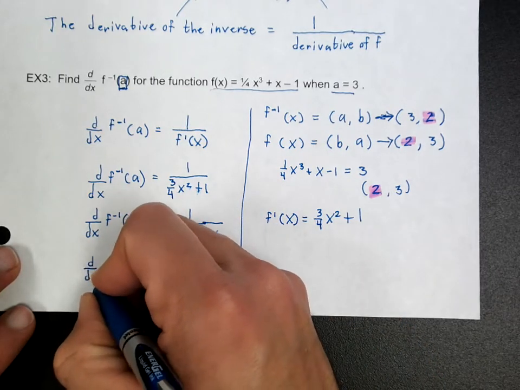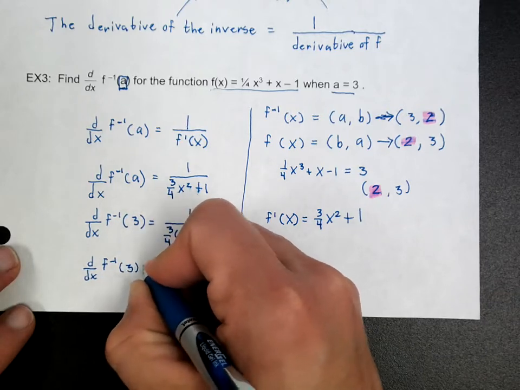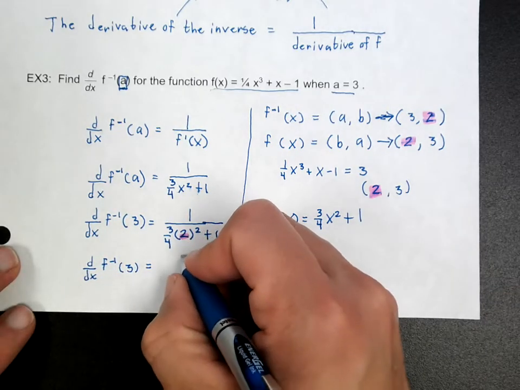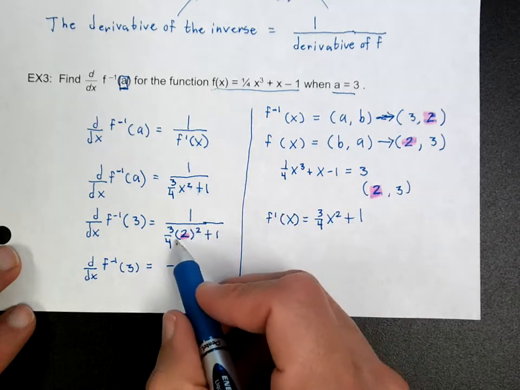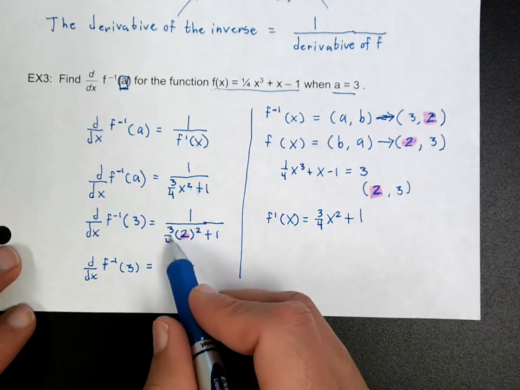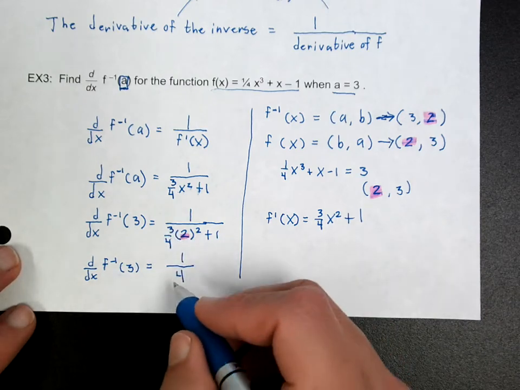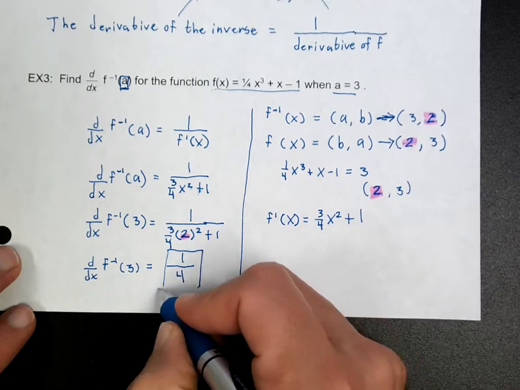So now I have the derivative of the inverse at 3 is equal to 1 over, this would be 1 over 4. Notice that 3/4 times 4 is 3, 3 plus 1 is 4. So this is the answer. So hopefully that makes sense.